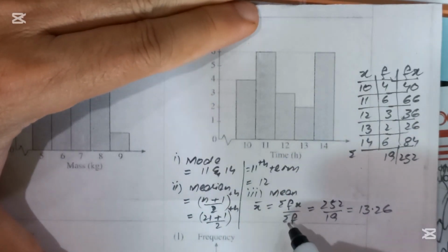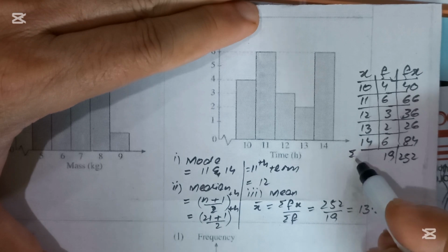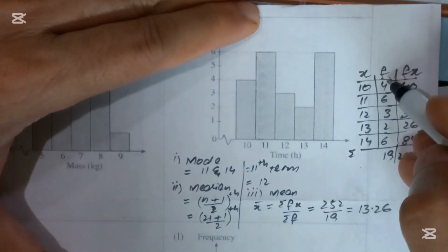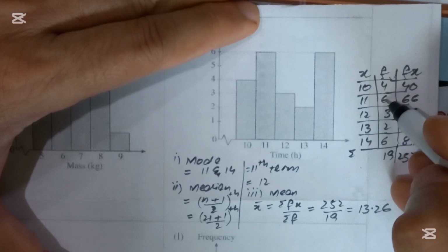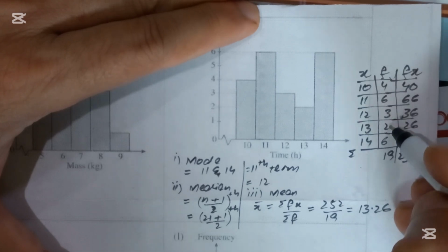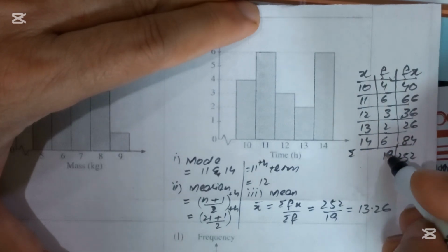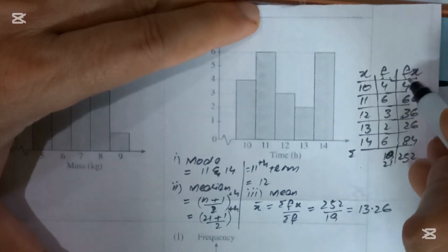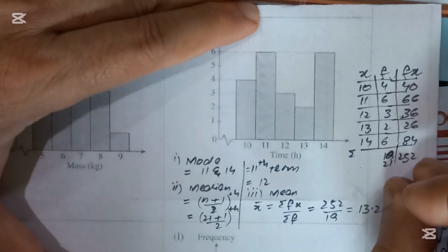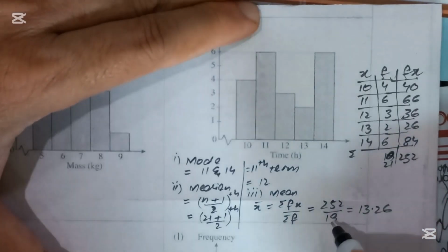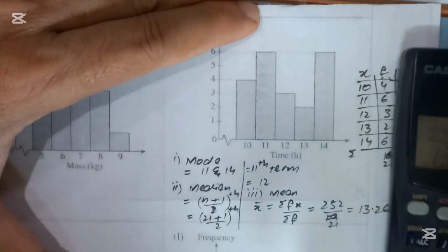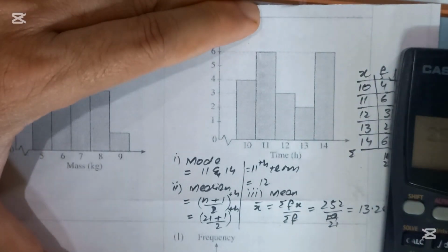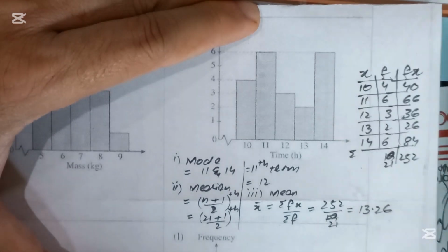From the formula we can see we require now summation f and summation fx. So the sign summation stands for sum. Now we sum the values. 4 plus 6 is 10, 10 plus 3 is 13, plus 2 is 15, plus 6 is 21, and this sum will be equal to 252. Now put the values in the formula. So 252 over 21. Now use the calculator. 252 over 21 will be equal to 12.